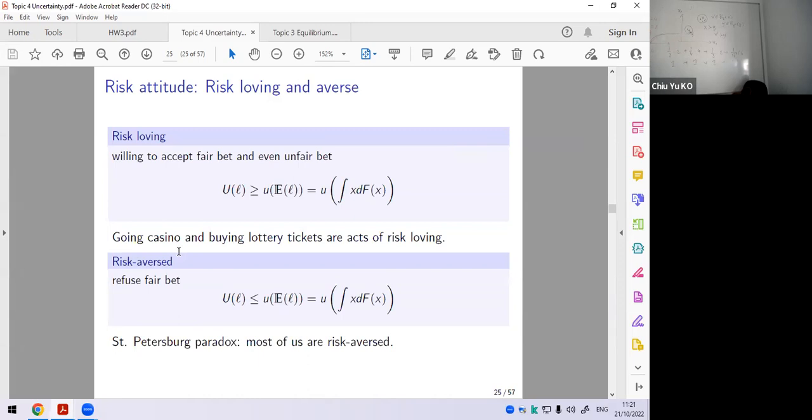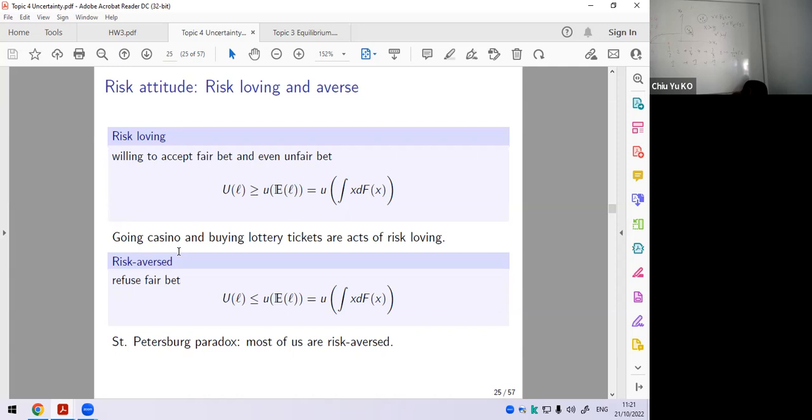If you accept unfair bets, then actually you like the risk, because you value the lottery more than its expected value. That means you go to a casino or you buy lottery tickets. And risk averse means you would actually be better off if I give you the expected value rather than have you go to bet.